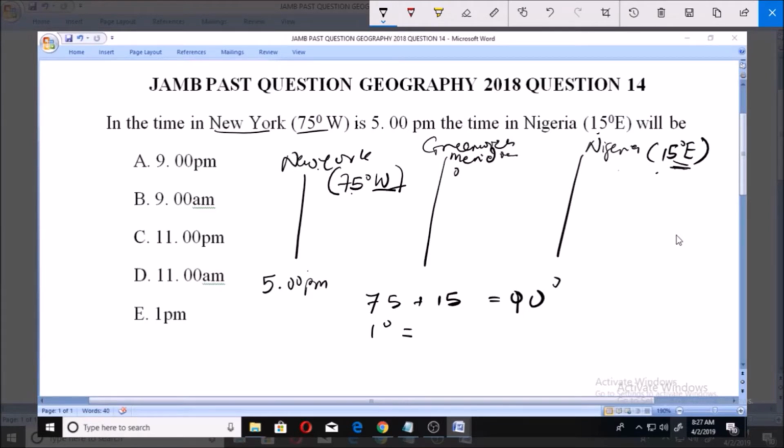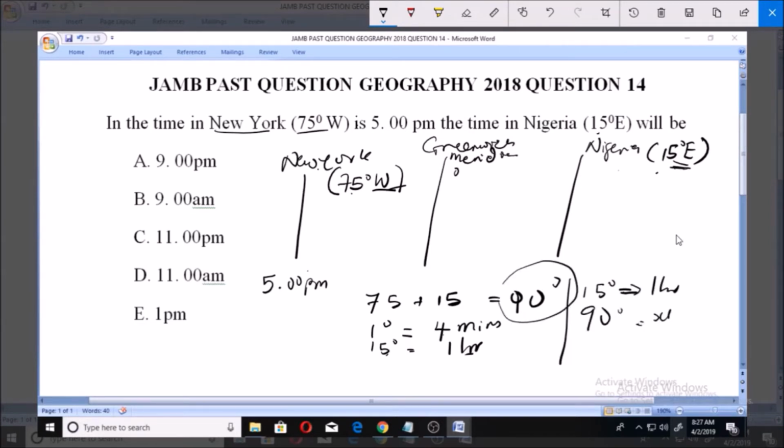Now we need to find the number of hours between the two locations. If 15 degrees is equivalent to 1 hour, then we are considering 90 degrees here. So 90 degrees is going to give us x hours, which we can do by cross multiplying, so that we can get 90 over 15, which will give us 6 hours.